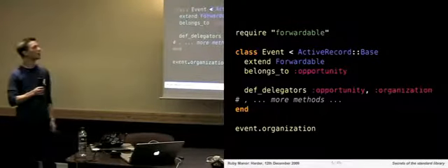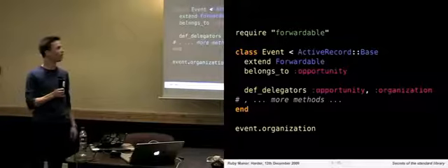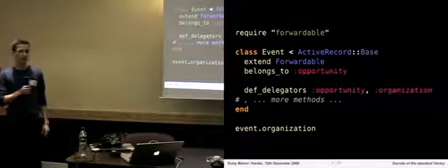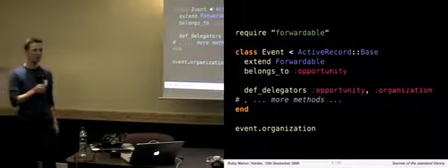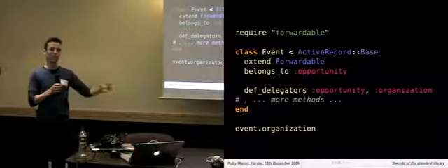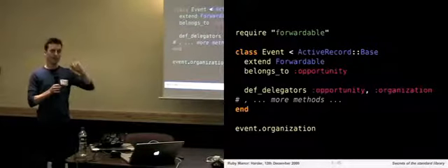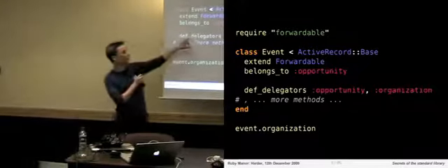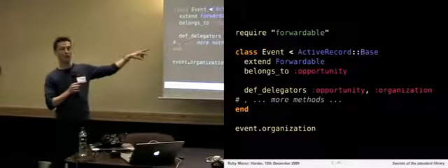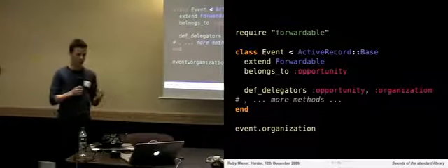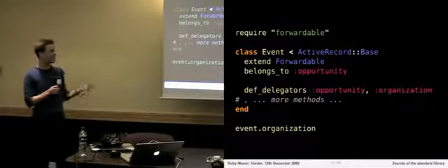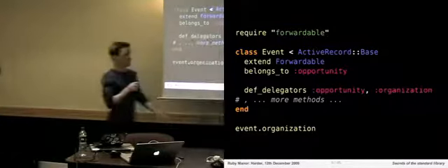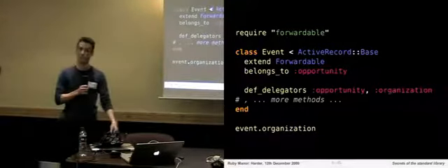And that's called forwardable. So you require forwardable somewhere, and then you extend your class with forwardable. And I don't know if everyone knows the difference between include and extend, but essentially include gives you methods on the instance, and extend gives you methods on the class. So we get these things like def_delegators, which is actually a class method. So what we can do now is we simply say that we want to ask opportunity for organisation, and just say opportunity organisation, and it just gets forwarded on, and we can then say event.organisation.